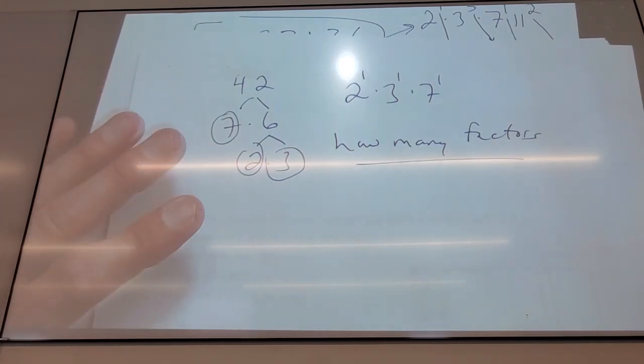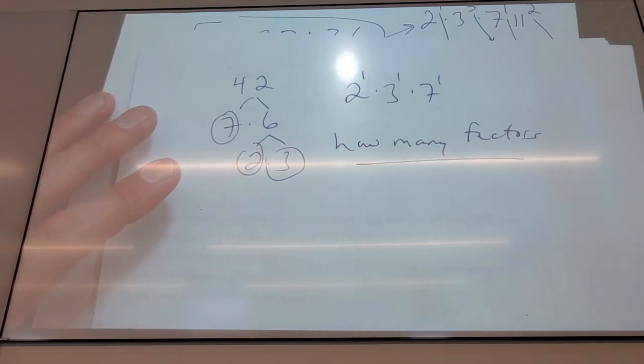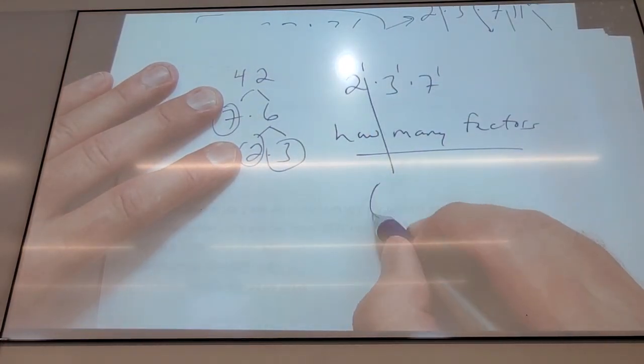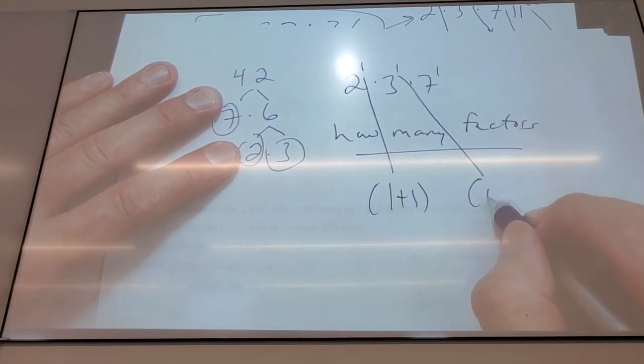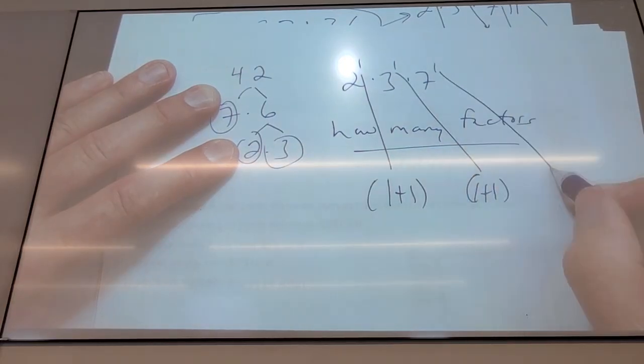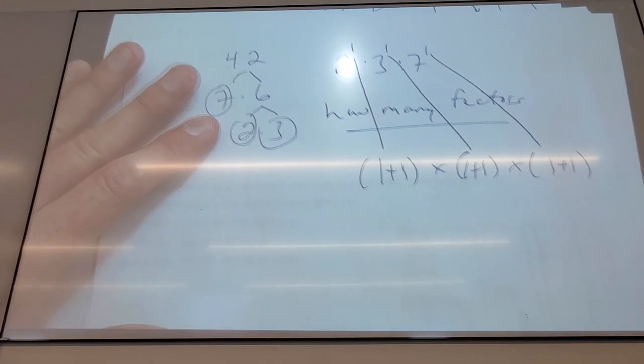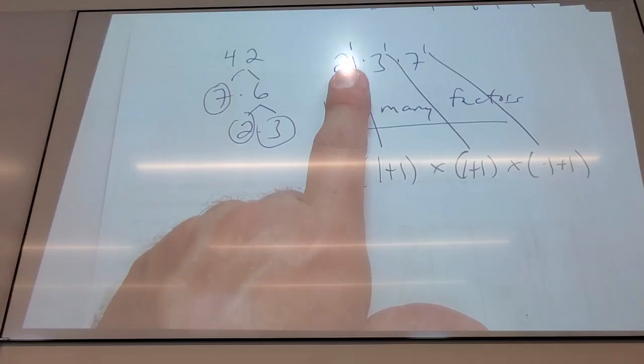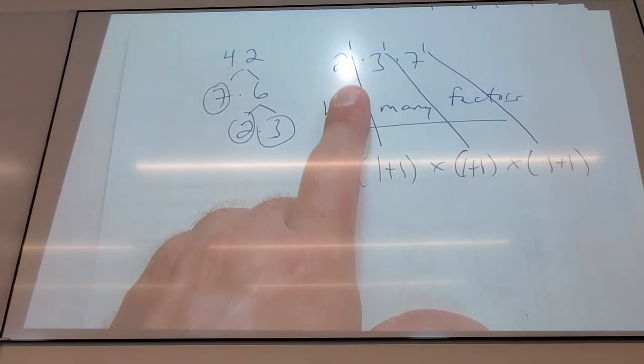No, no, no. What's the process? What's the process? Add 1 to every power. And then do what with those? Multiply. Why do we do that? Because of the first thing I showed you. Yes? How many 2's could you use? Let me try it this way.